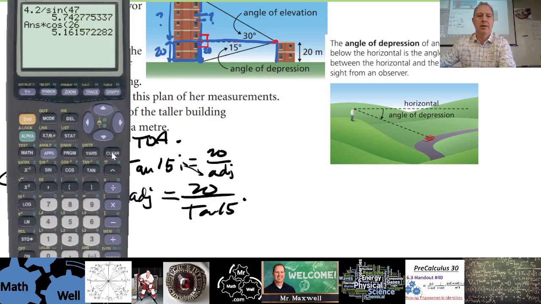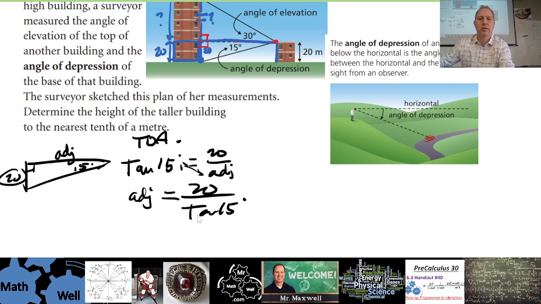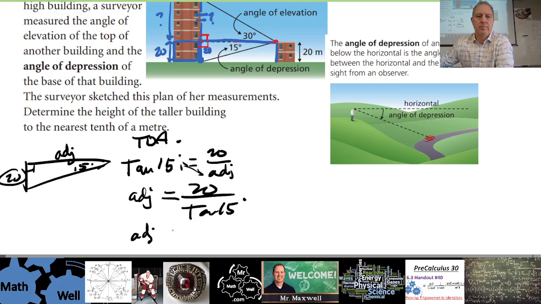Okay, let's give that a try here. 20 divided by tan 15 is 74.64. So that's going to be meters, of course. Now that tells us how far the buildings are apart as well. You see that? Because this length is the same as the distance between the base of this one and the base of this one.